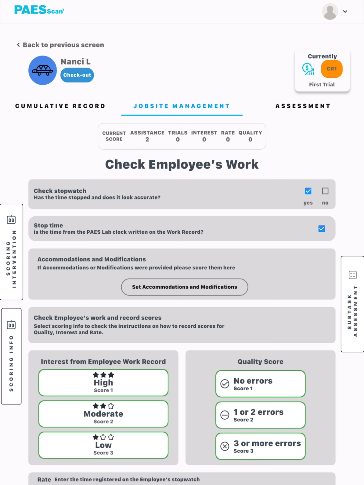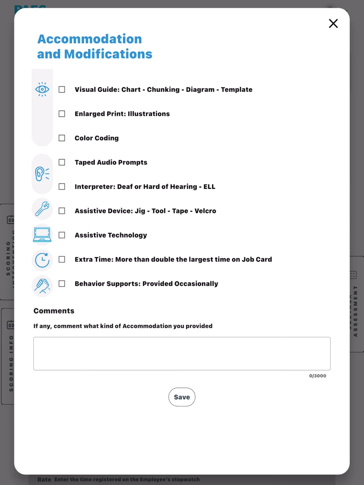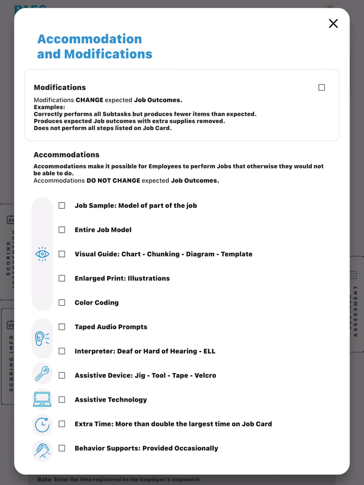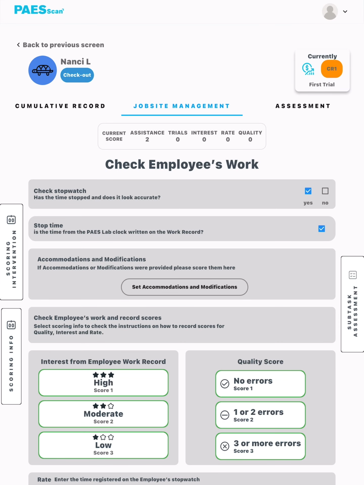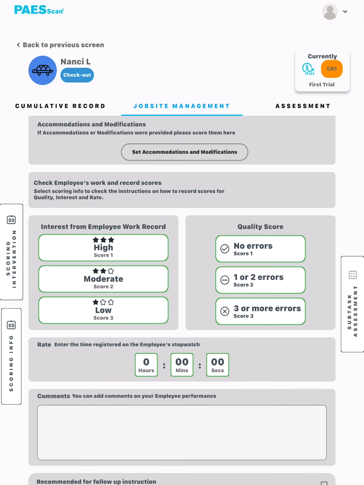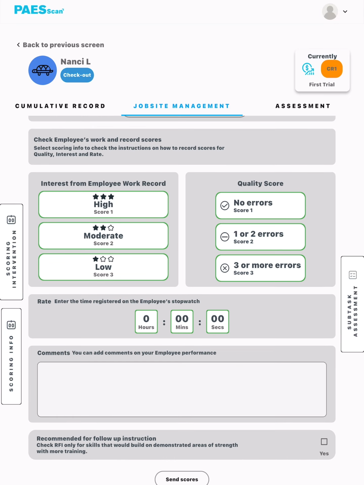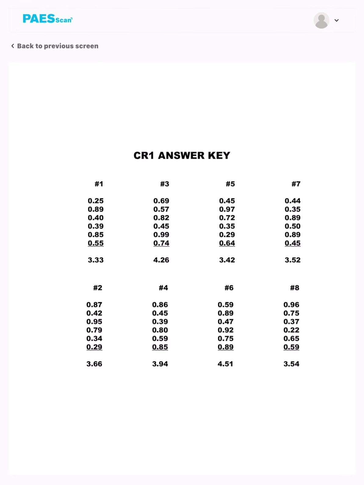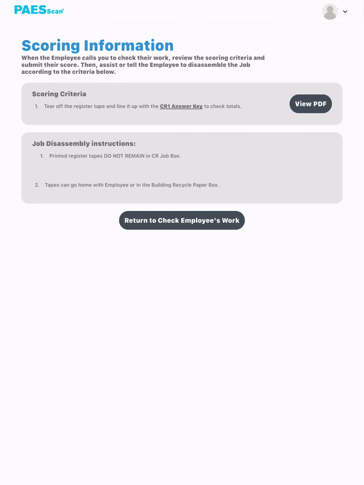And then accommodations and modifications. When you press this button, this will give you the opportunity to select any accommodation or modification for that particular student. The next one says check employee's work and record scores. If you're not familiar with the job, or if you need an answer key, you would go ahead and press the scoring info tab on the left. There's a PDF right here that shows the answer key. You just press view PDF and you have your answer key right there. We're going to go back to the previous screen.